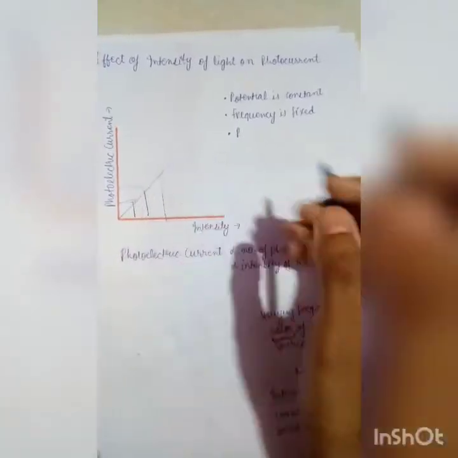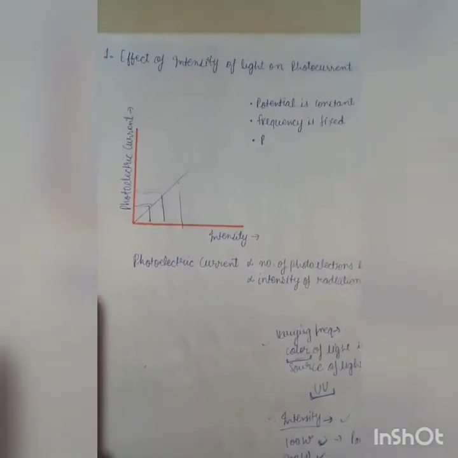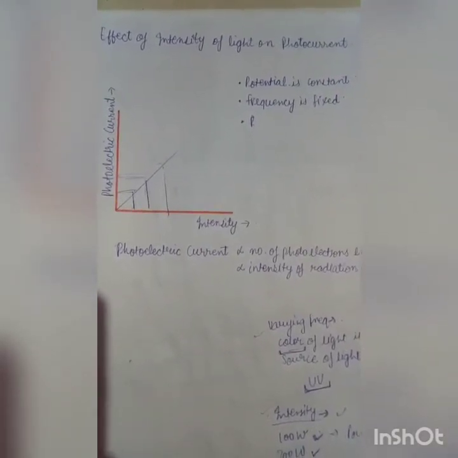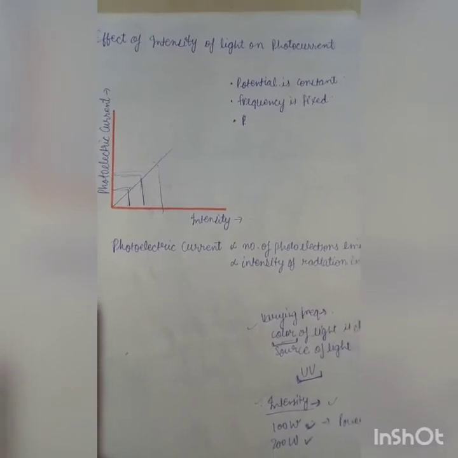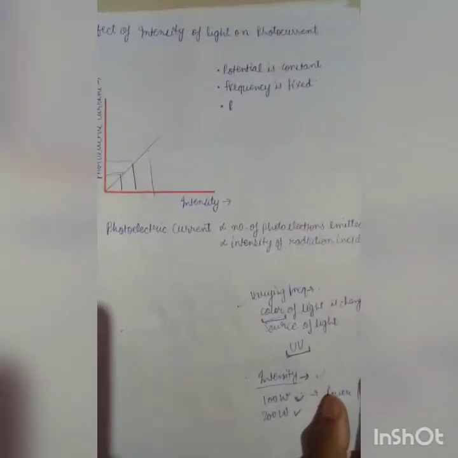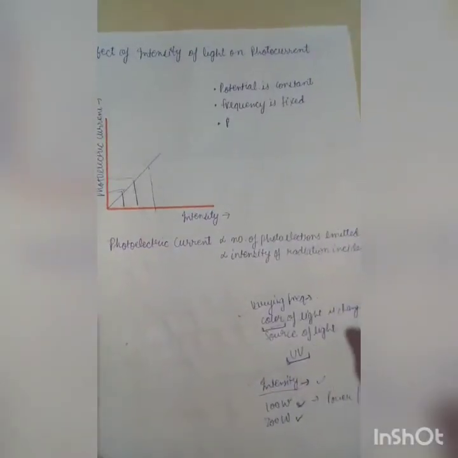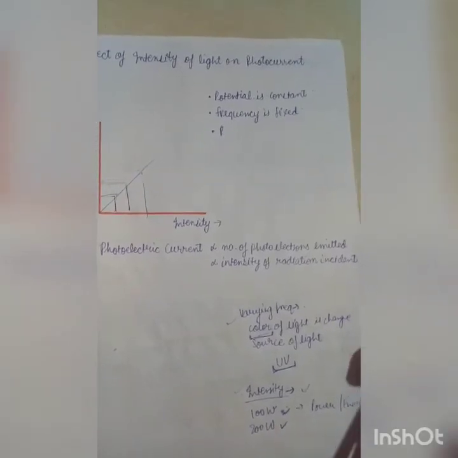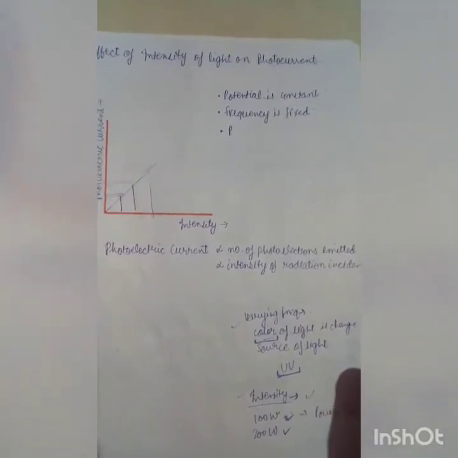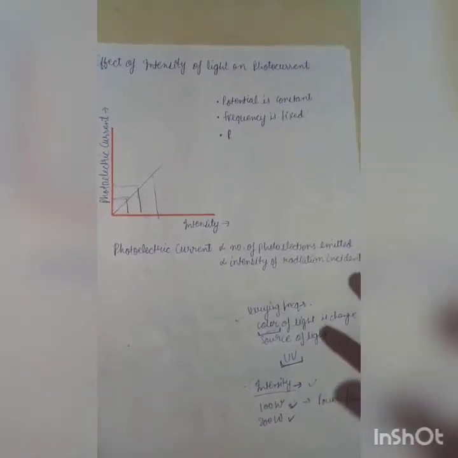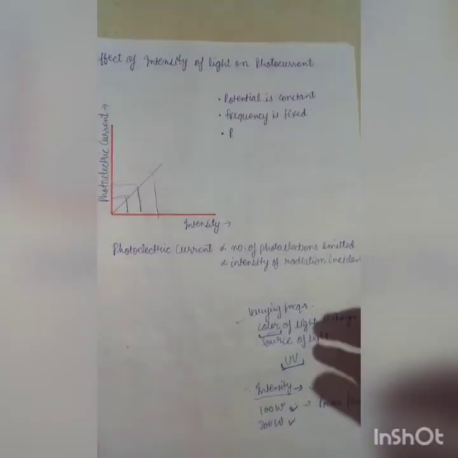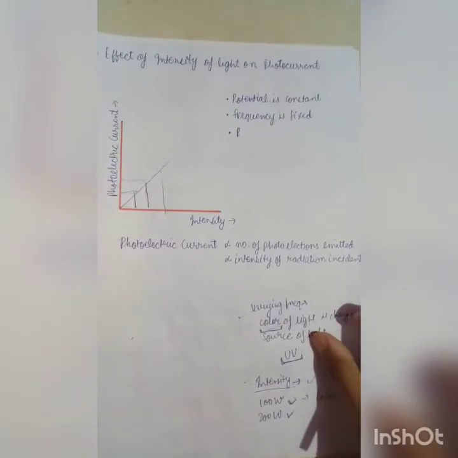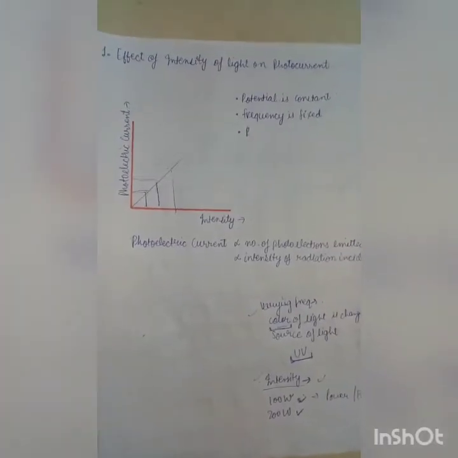This graph is showing that there is a linear increase in the intensity of the bulb, and with the intensity of the bulb the photoelectric current also increases. So what are the outcomes of this experiment? The photoelectric current is directly proportional to the number of electrons emitted, and the number of electrons is directly proportional to the intensity of incident radiation. That means if we have a more intense bulb, I am going to extract more current from a more intense bulb compared to a less intense bulb. This is the outcome of this experiment.